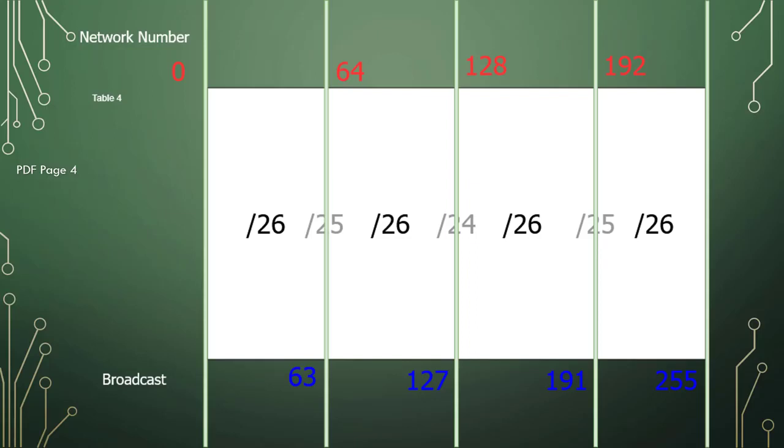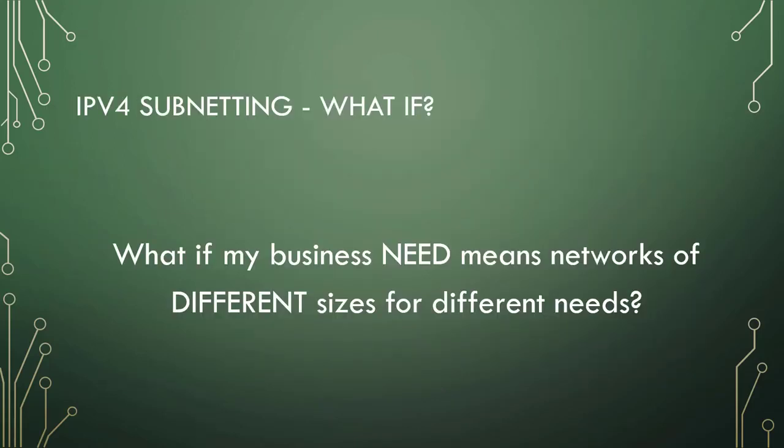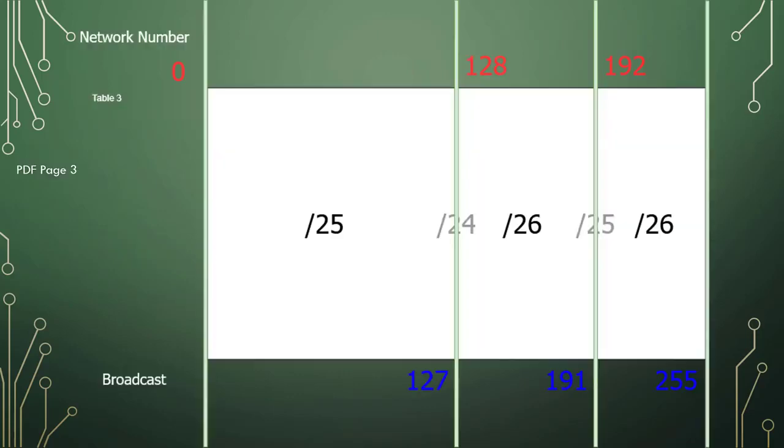And so we lose all the numbers that we're seeing on the slide here, where those are our N-2 numbers. So we're going to lose those, and that means our networks get less and less. We get fewer usable addresses than we started with because of the N-2 rule. So what happens if my business need means I need different sizes of networks? I need different things. So we're going to cover a little bit of that, not in great gory detail, but a little bit. We're going to go back to page 3 as our starting point.